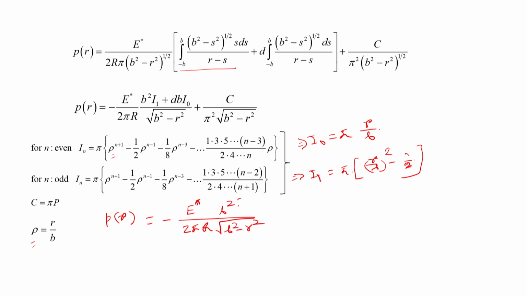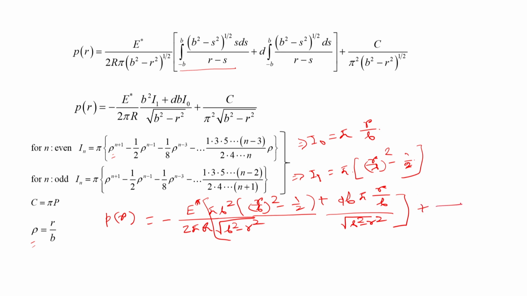Here I write b square into I1. So, I1 is pi and this is r by b whole square minus half, and then plus, by the way I should write like this, fine. So, plus let us say I1 is d, here is b, I1 is pi, it is r by b here and square root of again b square minus r square, and then I have got the c. So, c comes out to be capital P into pi divided by pi square and square root of b square minus r square, like this.